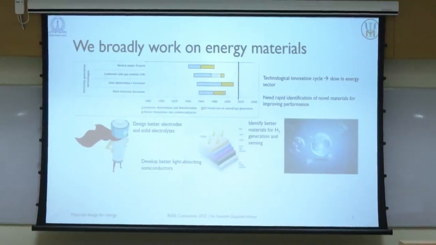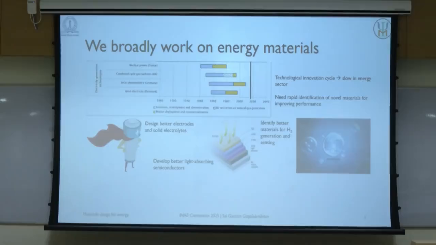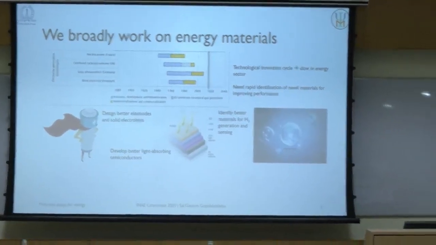So with that as our primary motivation, our group works on three major application areas. One is trying to design better electrodes and solid electrolyte materials for batteries. So these could be lithium-ion chemistries or beyond. Second is to identify better light absorbing semiconductors that can be better than silicon for photovoltaic applications. And third is designing materials that can both generate hydrogen from water using thermochemical means, and also sense hydrogen at fairly low concentrations, which is relevant for hydrogen storage and transport. So these are the three application areas that we work on.